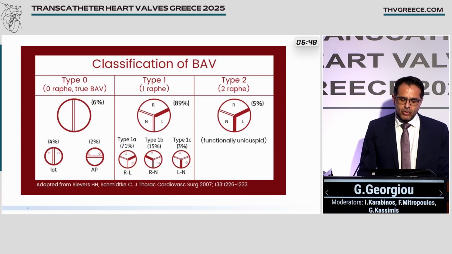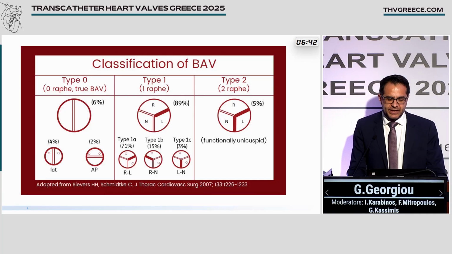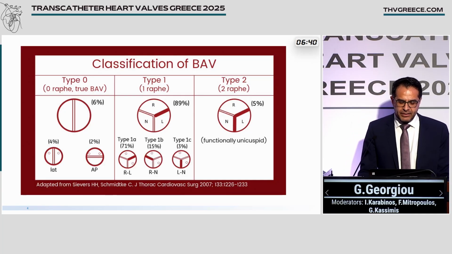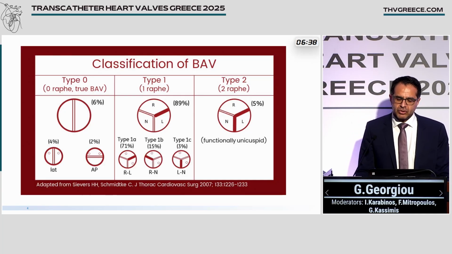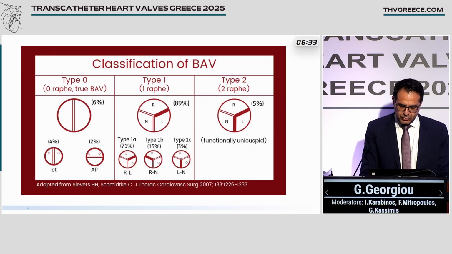This is the most common and widely accepted classification of bicuspid aortic valve, proposed by Sievers, which takes into consideration the number of raphes and the most common types: type 1 with 1 raphe, and the fusion between the left and the right coronary cusp.